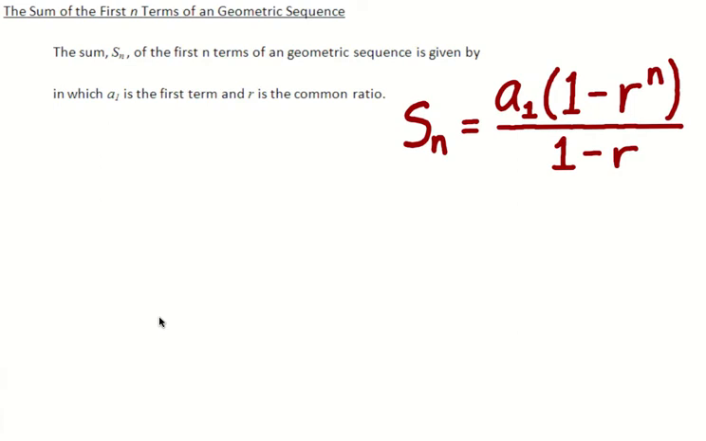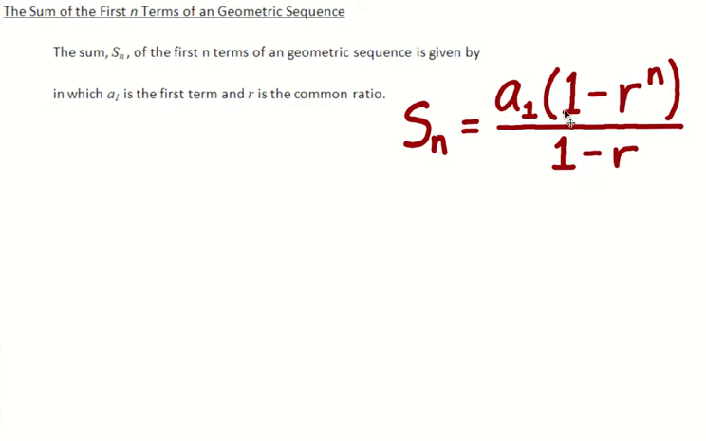We're following pretty much the exact same format as we did when we were learning about arithmetic sequences and the two formulas. So here's the sum formula for a geometric sequence. If we wanted to add the first n terms of a geometric sequence, here is the formula for that.